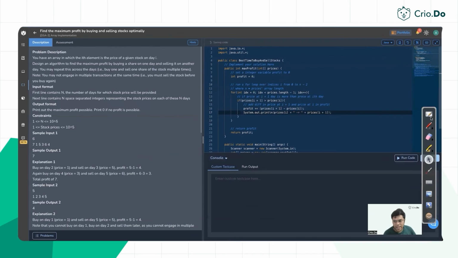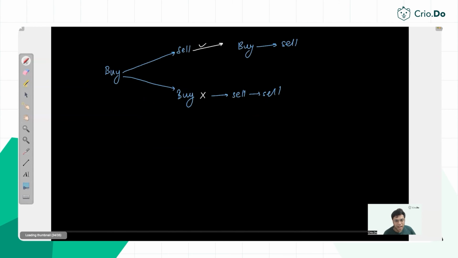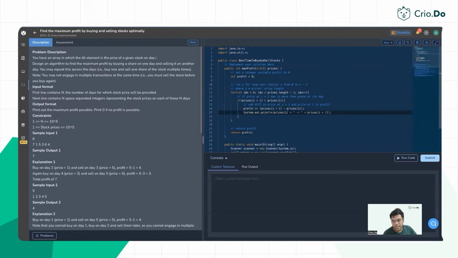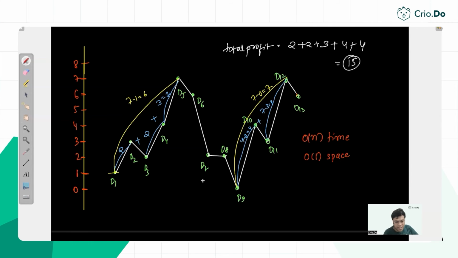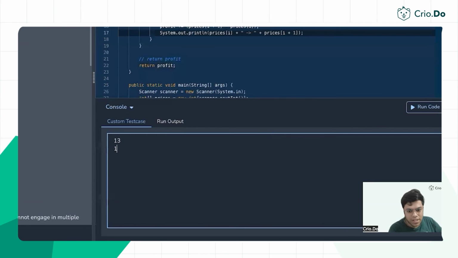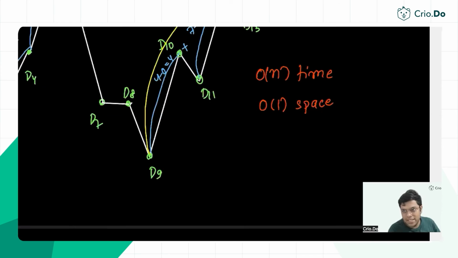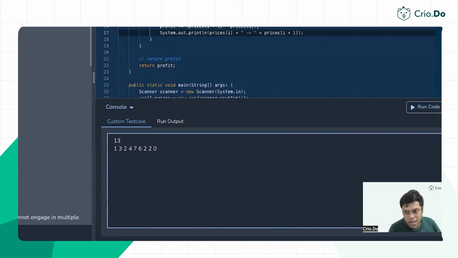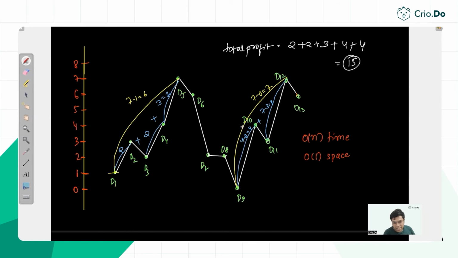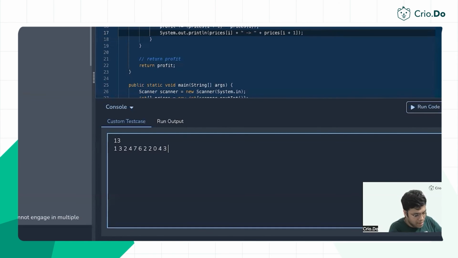Let's check the array which we have taken in the sample video, where we were having actually 13 days, and let's just write the values. So it was 1 3 2 4 7, then 6 2 2 0, and then let's do it for the remaining days, that is having price 4 3 7 6. So let's write 4 3 7 6.